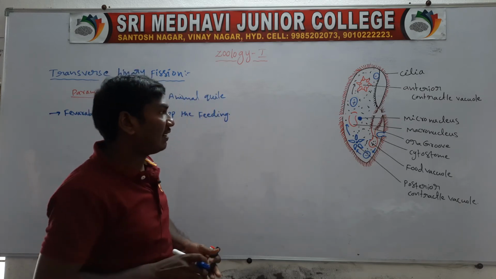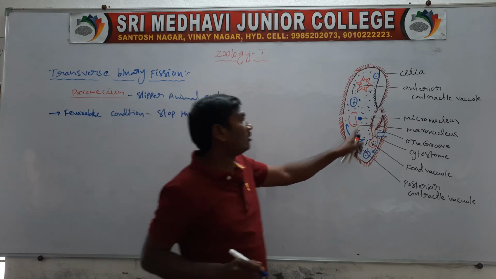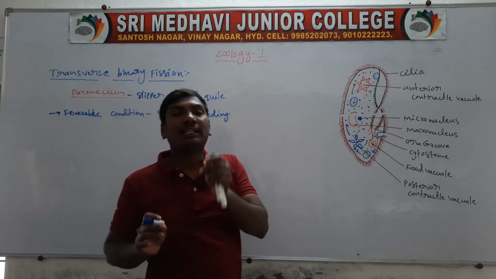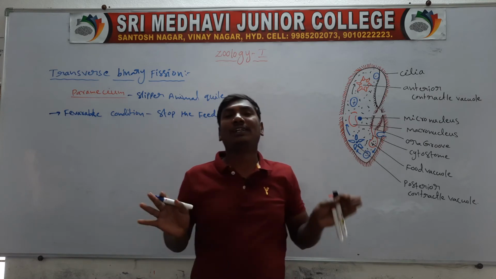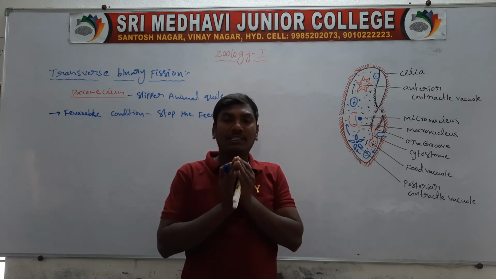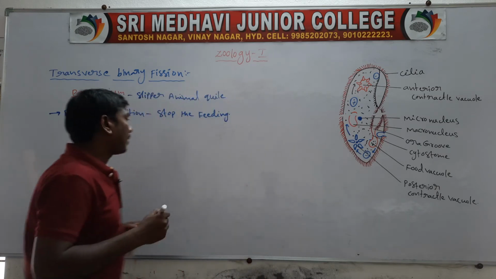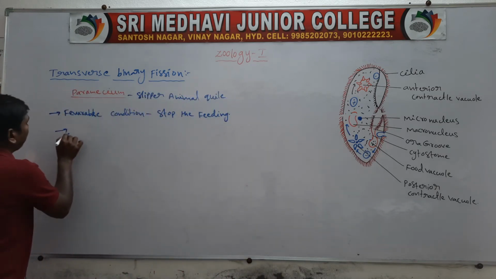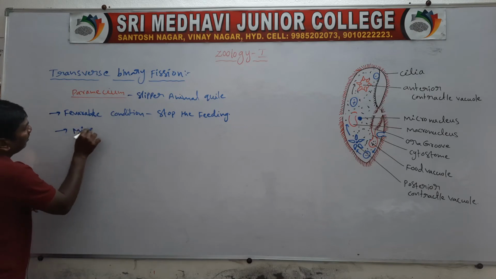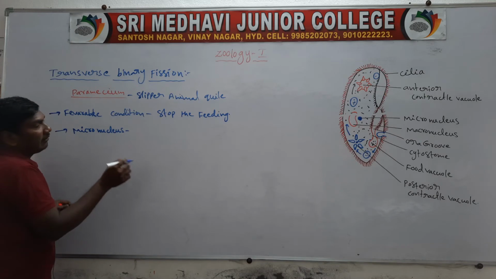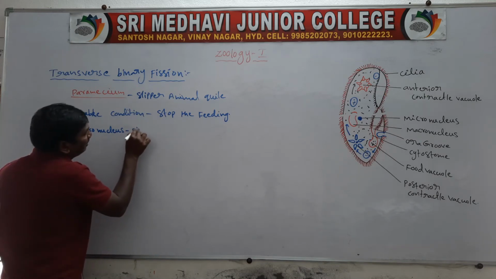Next one, first step, the micronucleus. There are the macronucleus and the micronucleus. In the first step, the micronucleus divides into two nuclei by the process of mitosis.